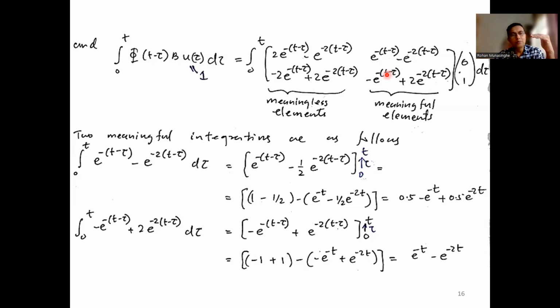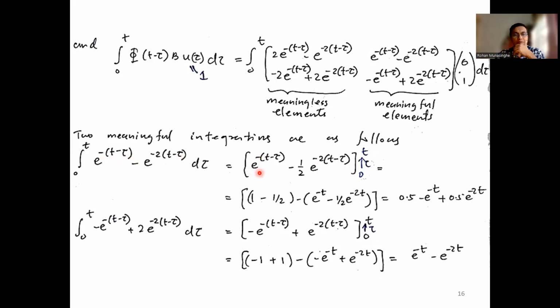So the first element is this one, which is 1, e to the minus (t minus tau), minus e to the minus 2(t minus tau), right? And you can integrate that one. When you have a 2 by 1 vector that you have to integrate, you integrate the first element and the second element separately. So when you integrate this one, this is the result, right? Check that out.